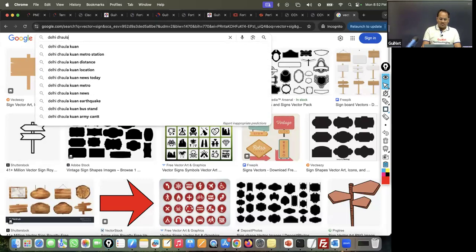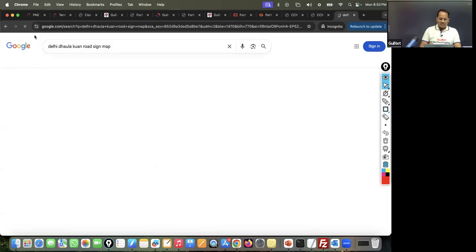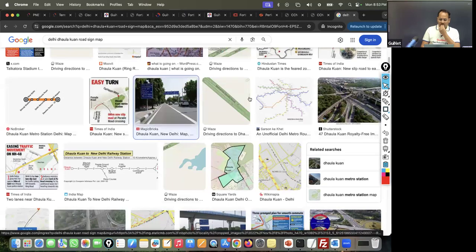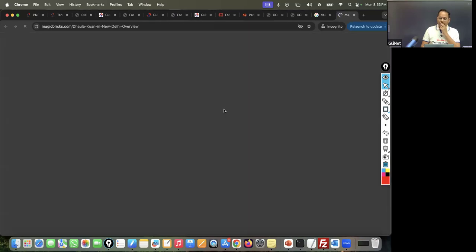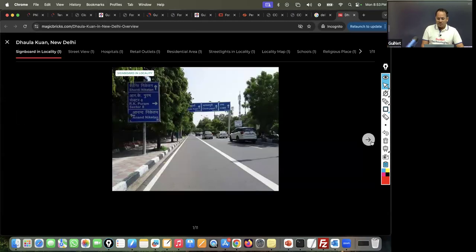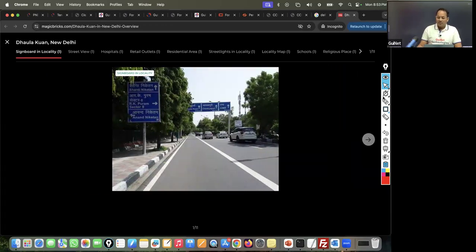Delhi, Dhalakua, Road sign map. See, let's take this example. See, in this map you can see. Okay, so you see here, if I go on this particular diagram, it is giving the vectors. When you're traveling the road, you reach this place, and it says that if you want to go to Anand Vihar, you go this way. So this is the sign and vector to go to Anand Vihar.